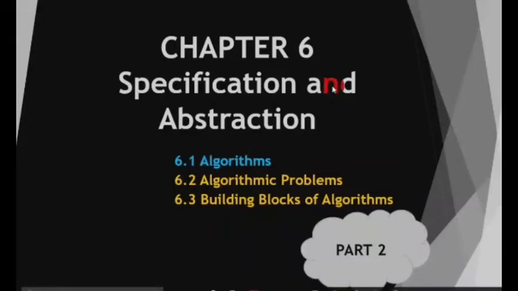Good morning students. In this video we are going to see 11th standard Computer Science chapter 6, Specification and Abstractions, part 2. In the last video class we discussed what is meant by an algorithm and how to specify an algorithm. In this class we are going to discuss algorithmic problems and the building blocks of algorithms. So what are the things we need to build algorithms?